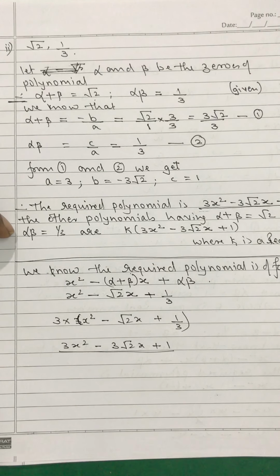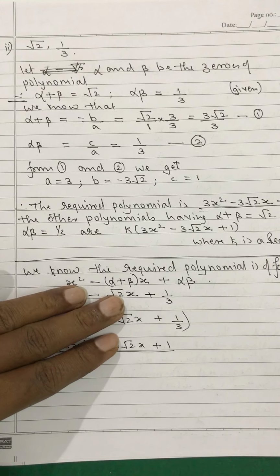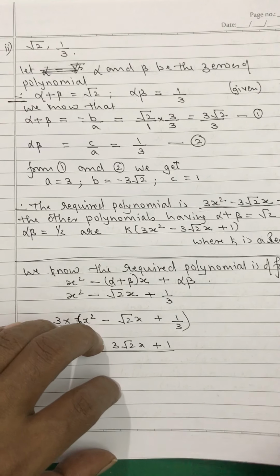Next will be the same. The other polynomials having alpha plus beta is equal to root 2 and alpha into beta is equal to 1 upon 3 are k into 3x square minus 3 root 2 x plus 1. This method is quite easy. You can choose any, no problem.